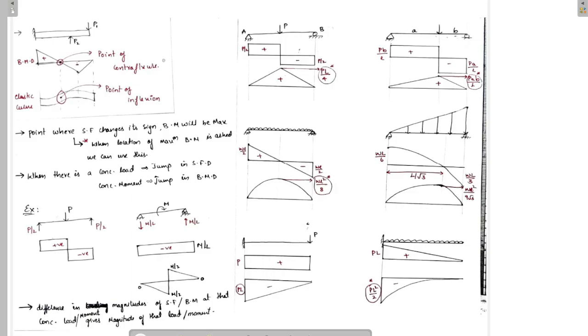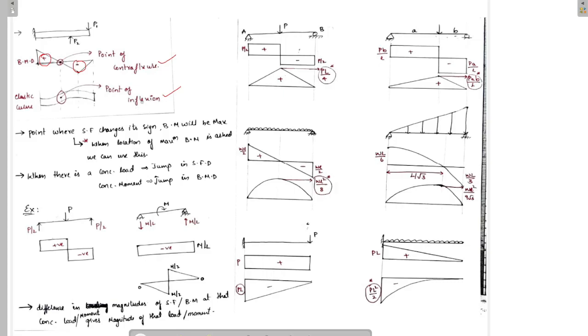In this case, we will be knowing what is the meaning of point of contraflexure and what is point of inflection. Point of contraflexure is nothing but the point at which the bending moment changes its sign. See here, the bending moment is changing from positive to negative. This point is the point of contraflexure. In exams, they will ask to find the distance from some support where the point of contraflexure occurs. In this case, we can find the point where bending moment is 0, and that point is the point of contraflexure.